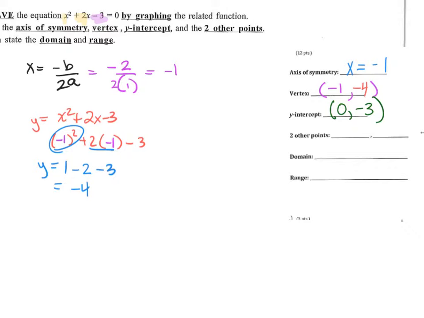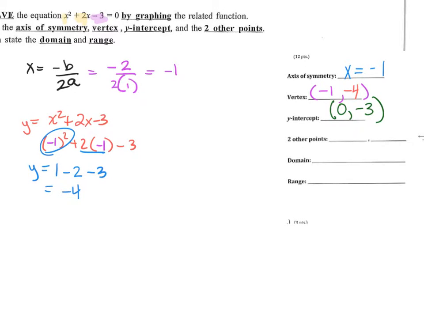In order to get the two other points, the easiest thing to do would be to make a table of values and pick some x value that you want to plug in. We don't want to pick 0 because we already have a point with x as 0 right here. We don't want to pick -1 because we already have a point with -1. So we could do 2 and 3, if that makes you happy. Or -2, -3, it doesn't matter.